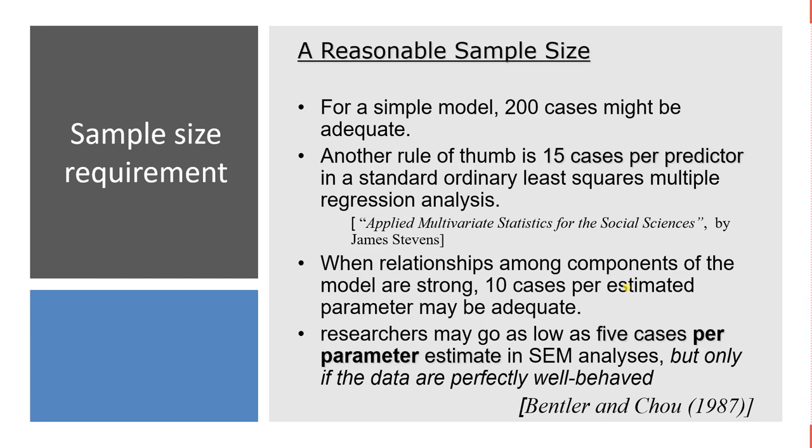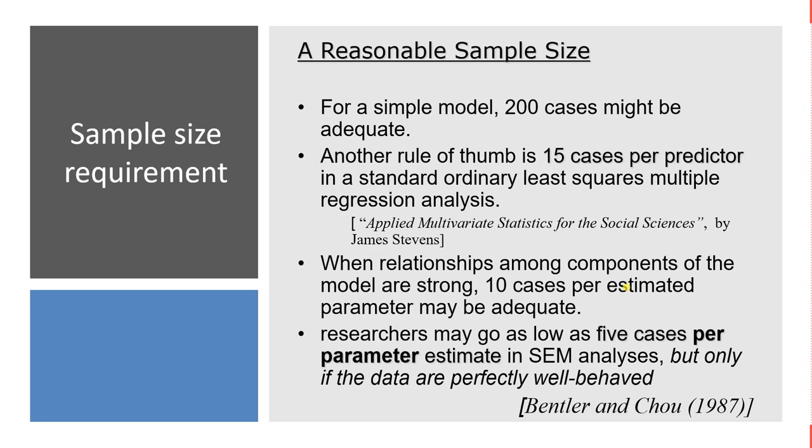Some researchers like Bentler and Chou have proposed that researchers may go even for a lower sample size, and they recommend that 5 cases per parameter estimate is sufficient or adequate for doing structural equation modeling.